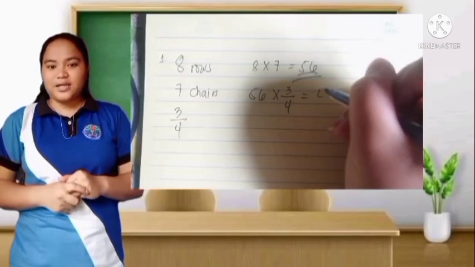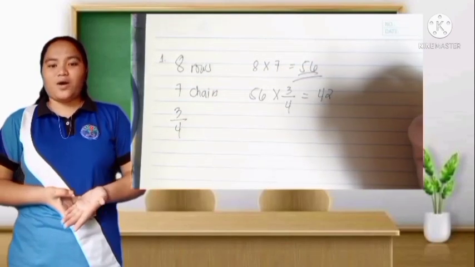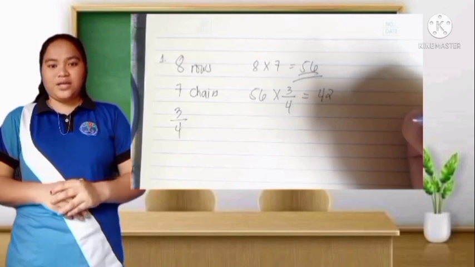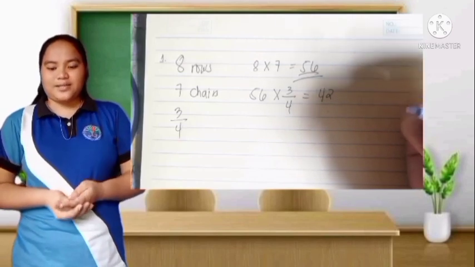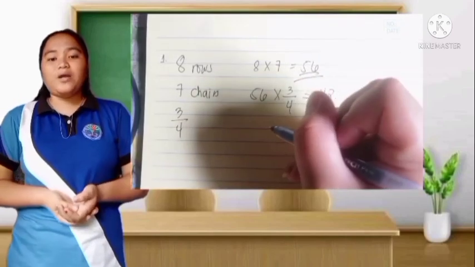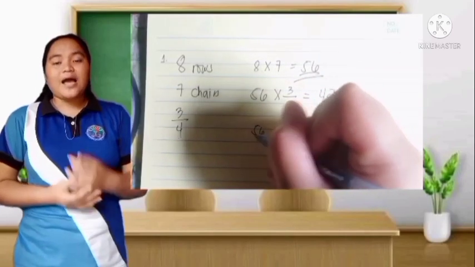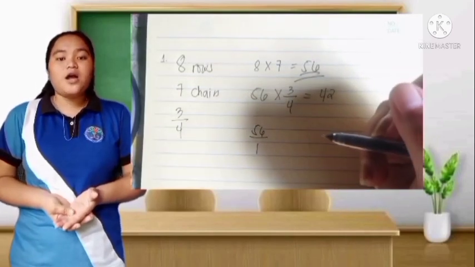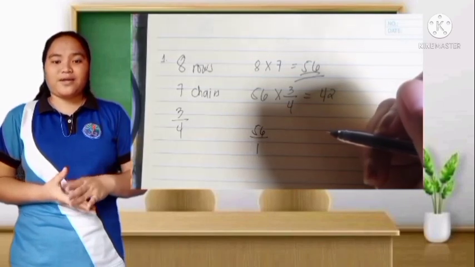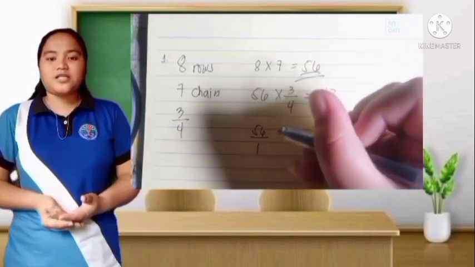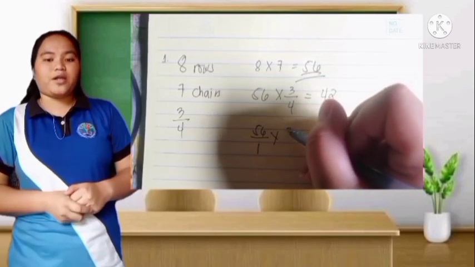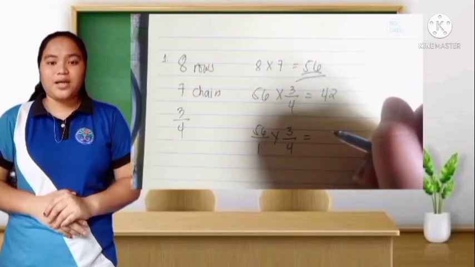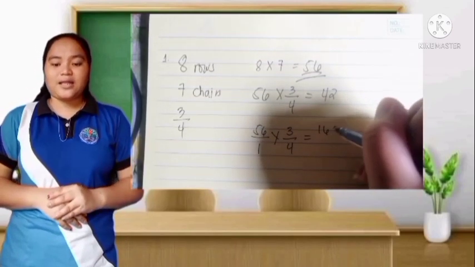And, the answer here is, paano natin nakuha yung 42? So, there, it is the process. So, 56/1. So, paano po siya naging 56/1? Kasi po, meron po tayong whole number. So, gagawin po natin itong fraction. So, 56/1 times 3/4 equals. So, 56 times 3 equals 168.